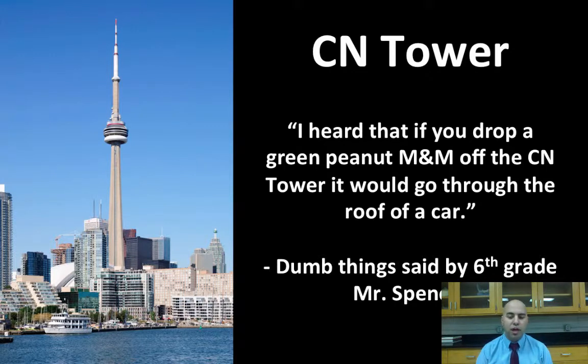And of course, me being the idiot that I was back in sixth grade, and pretending to know a whole lot, I said, you know what? I heard that if you take a green M&M, or it had to be a peanut M&M, a green peanut M&M, and drop it off the CN Tower, it would go through the roof of a car. Like I said, I wasn't the brightest kid in the world back in sixth grade, but when you're a kid, you say stupid stuff. But let's take a look at the dumb things I said and see if that's really the case.